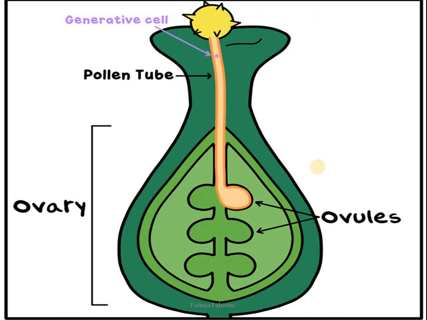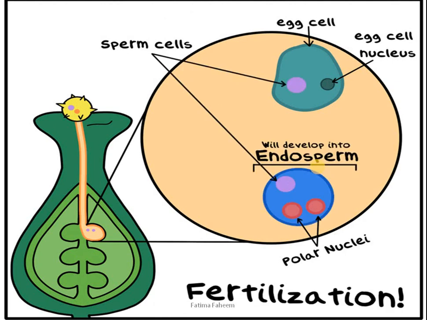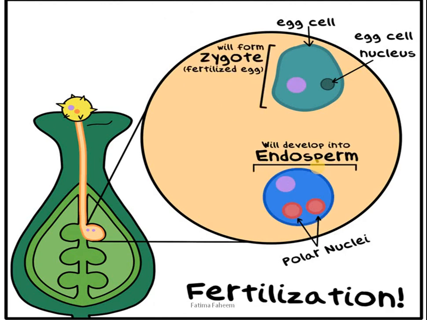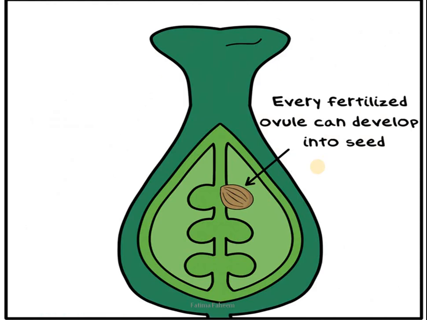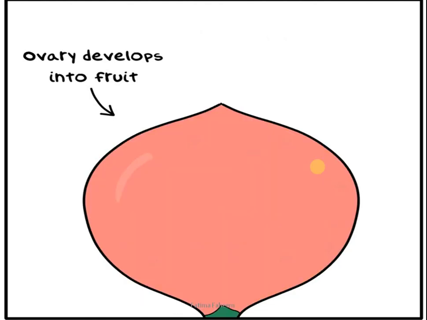The process is again repeated here. Generative nucleus coming all the way into the ovules, the sperm cells or the male gametes fusing with the female gametes, giving rise to zygote. This ovule is turned to seed, while the ovary has developed into a fruit after fertilization.